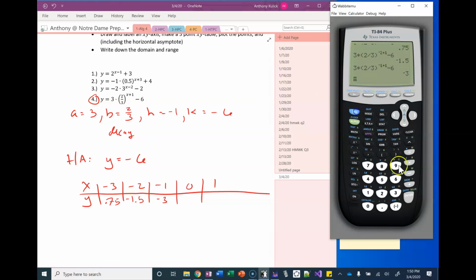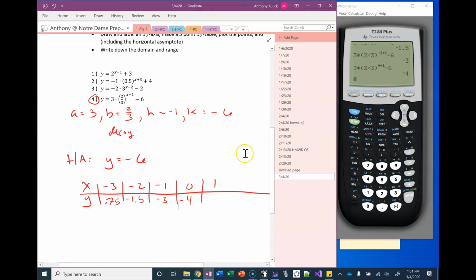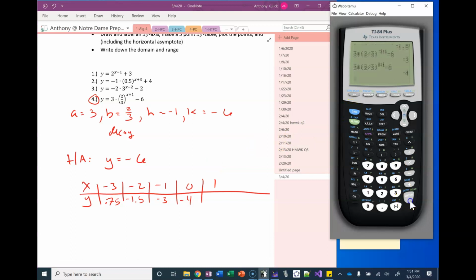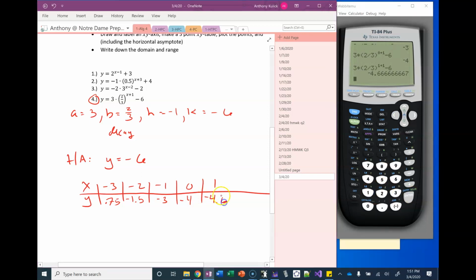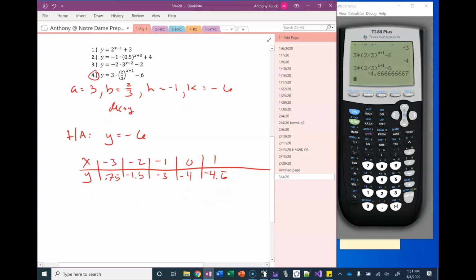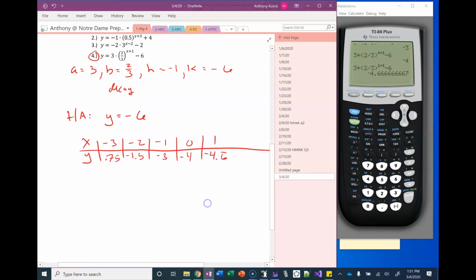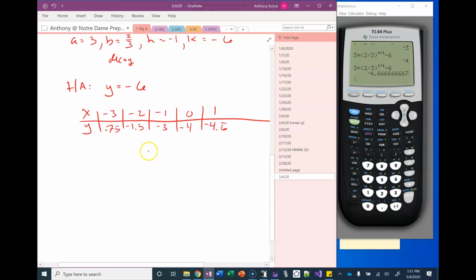Okay. And then get those last couple in there. And then my last one. Okay. Everybody okay there? All right, let's draw our graph then.